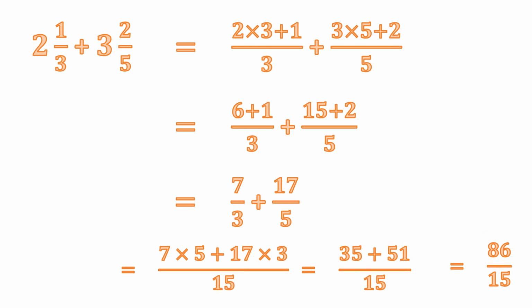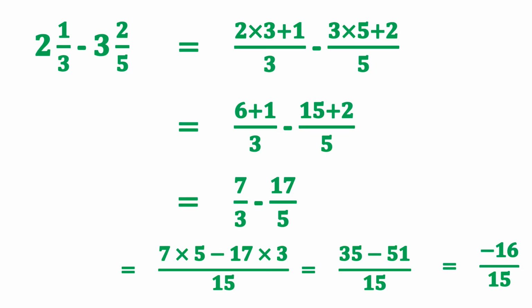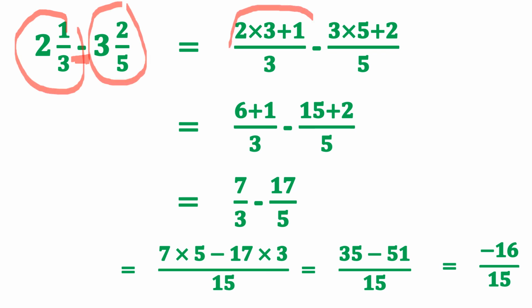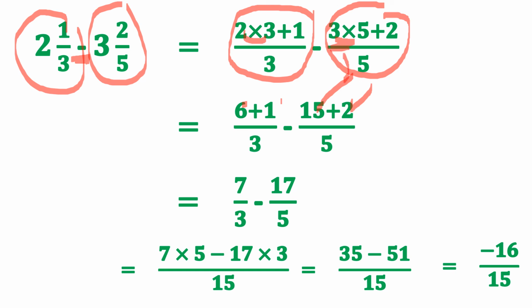Now subtraction is also the same method. Only difference is that it's a minus sign. So what do we do? First you convert this and then you convert this. So in order to convert, we did this. Then to convert, we did this. After that, 2 into 3 is 6 plus 1. 15 plus 2 because 3 into 5 is 15, right? Same question, same method. Everything like we did in the previous one, okay?